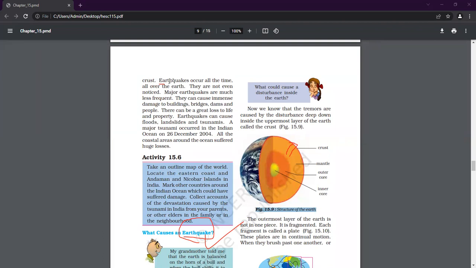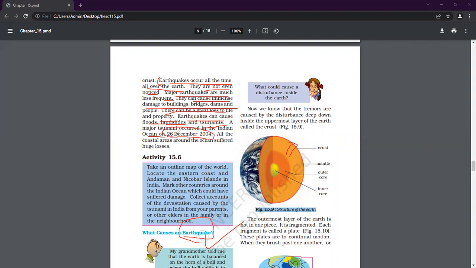We are reading this particular topic that earthquakes occur all the time all over the earth. They are not even noticed. Major earthquakes are much less frequent. They can cause immense damage to buildings, bridges, dams, and people. There can be a great loss to life and property. Earthquakes can cause floods, landslides, and tsunamis. A major tsunami occurred in the Indian Ocean on 26 December 2004.